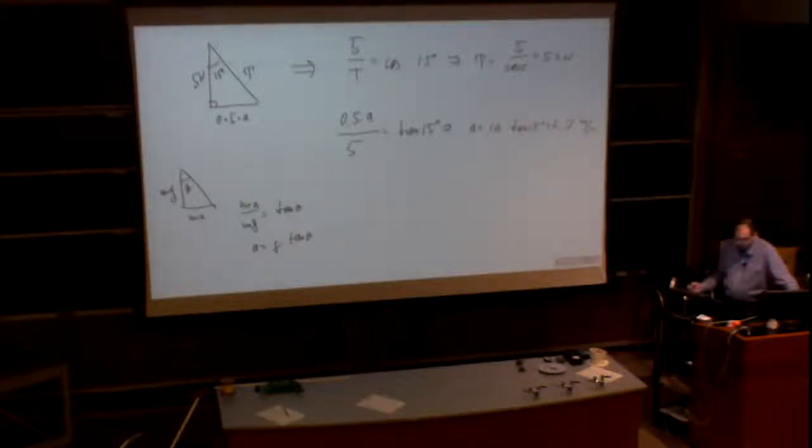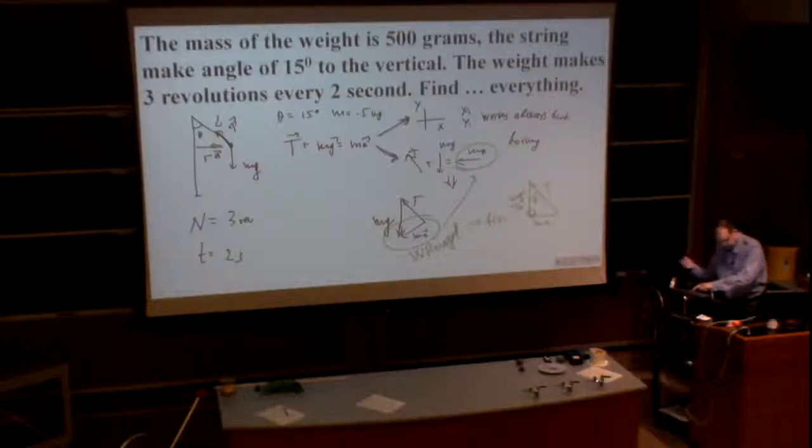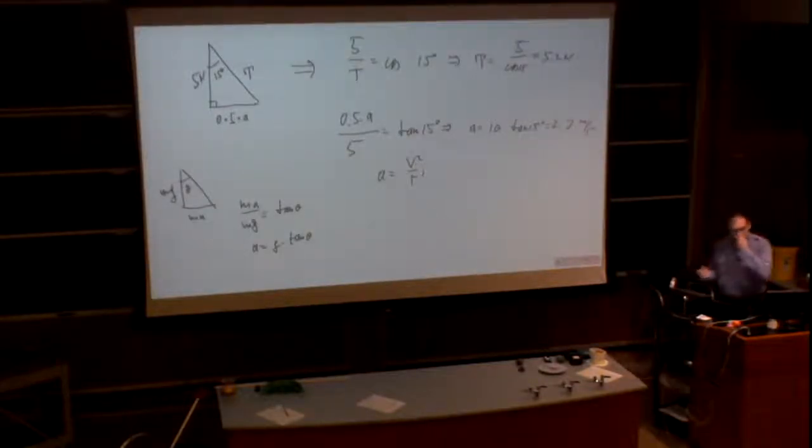What else can we calculate? Length, radius. So this number, a, should be equal to v squared over R, right? We know something about speed. Let me check. The ball makes 3 revolutions every 2 seconds. So the speed is equal to distance traveled over time. And the distance traveled, 3 revolutions means 3 circumferences. 3 times 2 pi r divided by 2 seconds. So 2 over 2, 3 pi times the radius.